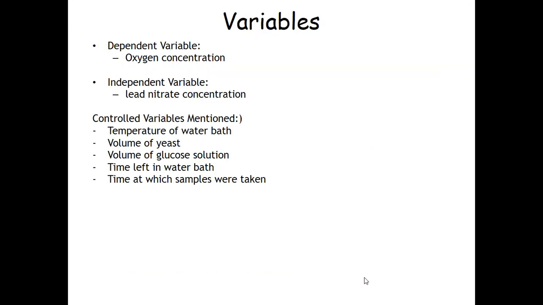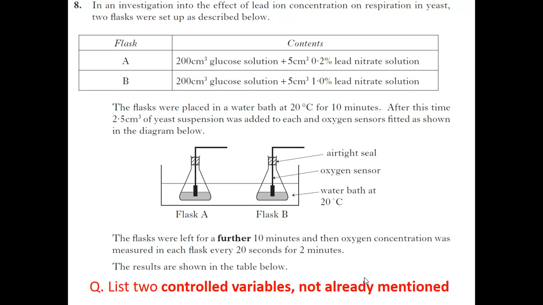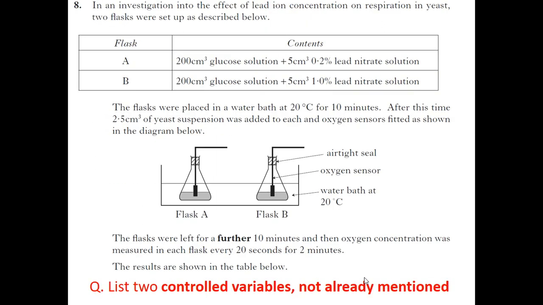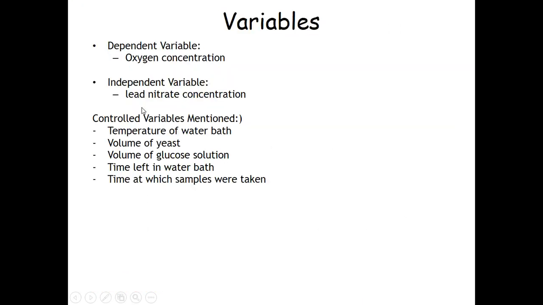The controlled variables that are mentioned, which is not what the question is asking, but just to pick those out: it does mention the temperature of the water bath, which you can see there at 20 degrees Celsius. It mentions the volume of yeast, in the little paragraph here. It mentions the volume of glucose solution. It mentions how long they left it for. It also mentions another time, which is the time at which the samples were taken. So there are lots that are mentioned, but hopefully you managed to find one or two that weren't mentioned.